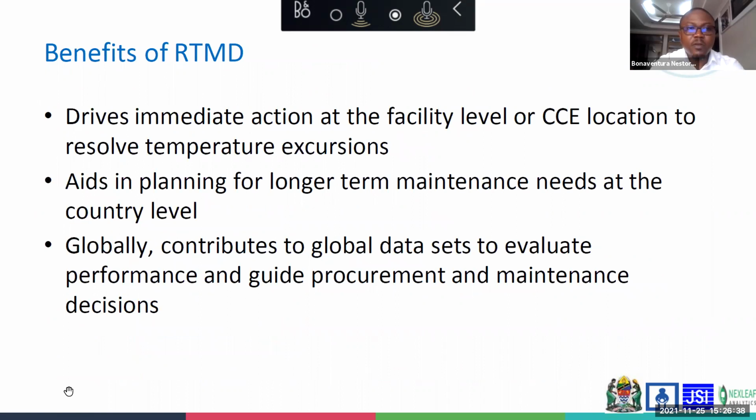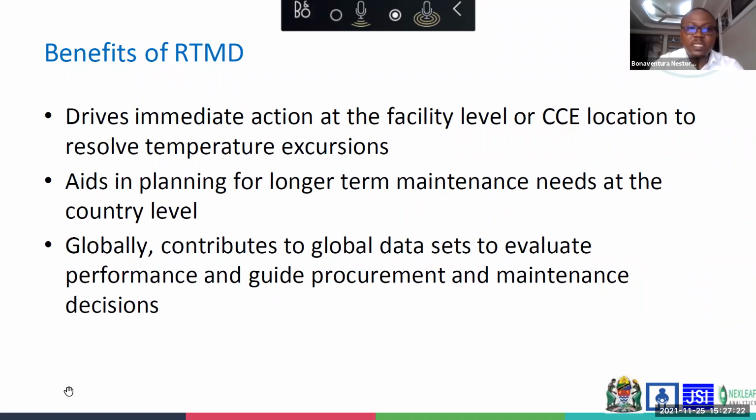Next slide, please. So during the implementation and other processes, all in all, we have some benefits from this RTMD installation. One good example is that installation of these devices drives immediate action for healthcare workers and the district level officers. Whenever there is a temperature excursion, it is simple for the manager or the supervisor at the district and region level, as well as the national level, to detect that excursion and communicate with the healthcare worker at the facility, so that the excursion can be corrected.